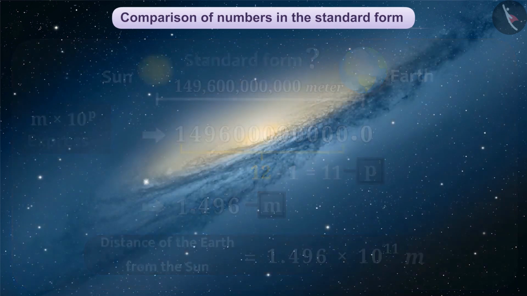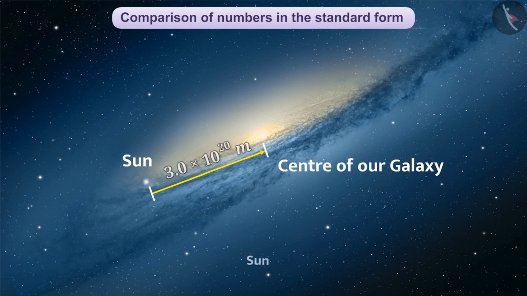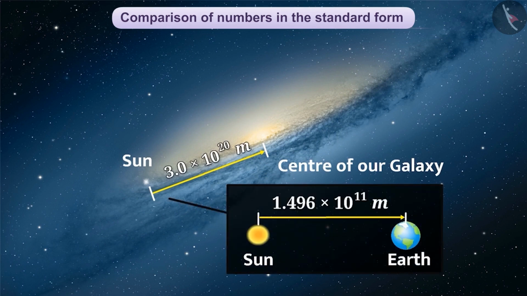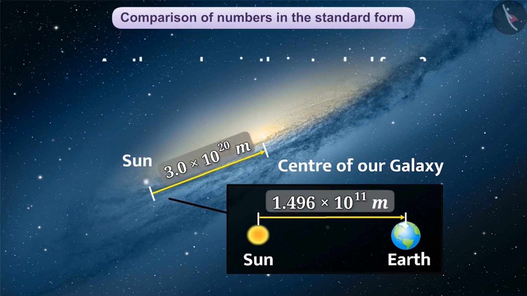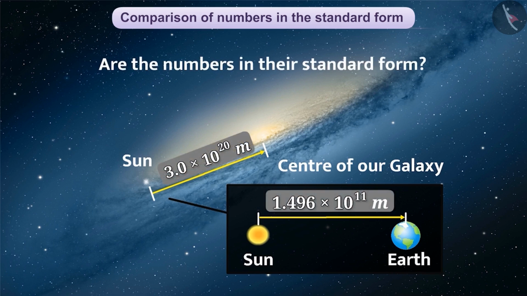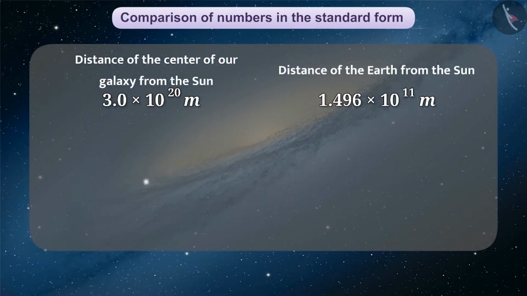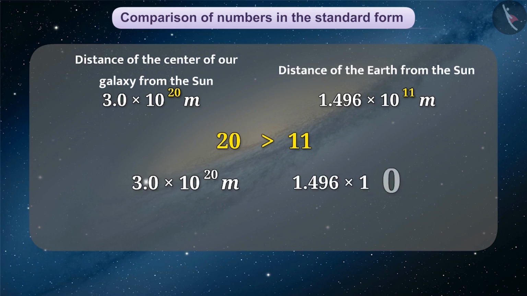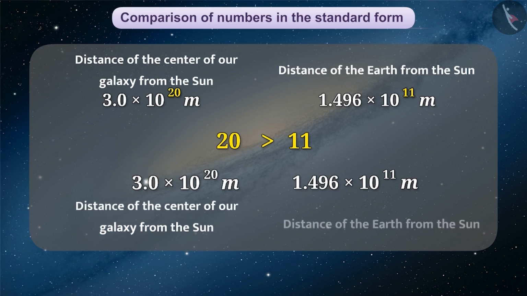For example, let's compare the distance of the center of the galaxy from the Sun and the distance of the Earth from the Sun. For comparison, we will first check if the numbers are in the standard form or not. Here, both the numbers are in standard form and have the same unit. Next, we will compare the powers of 10 in both numbers. Since 20 in 10 to the power of 20 is greater than 11 in 10 to the power of 11, we can say that 3.0 into 10 to the power of 20 meter is greater than 1.496 into 10 to the power of 11 meter, which means the distance of the center of the galaxy from the Sun is greater than the Earth's distance from the Sun.